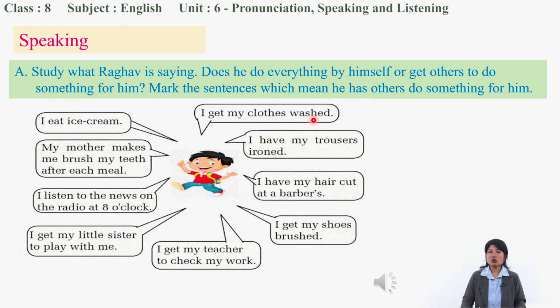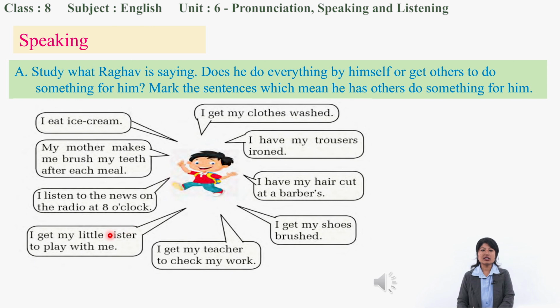I get my clothes washed. Does it mean that he washes himself? Obviously not. I have my trousers ironed. What do you think? He irons himself? Have my trousers ironed means to get it ironed by others. I have my hair cut at a barber's. Does he cut himself? No. I get my shoes brushed. So get my shoes brushed means by somebody else.